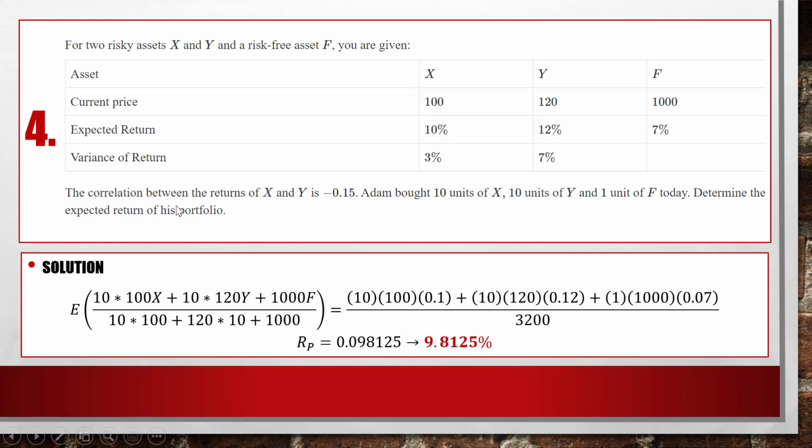And again, the correlation coefficient here is irrelevant because the question wants you to find expected return. I repeat, correlation coefficient just contributes into the volatility and variance.